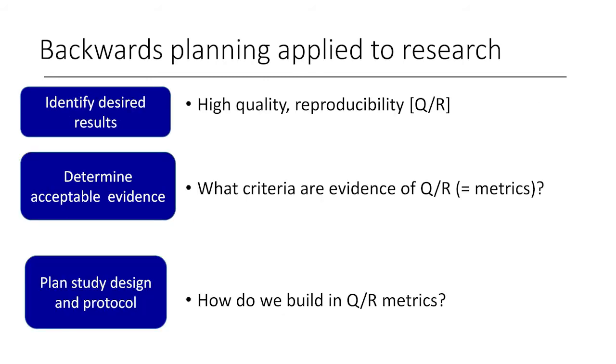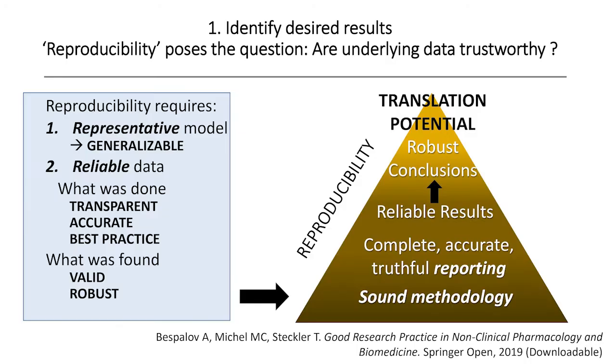So, applied to research, what are our desired results? High quality, reproducibility. What criteria are evidence of quality and reproducibility? Well, we need acceptable metrics, and how do we build those metrics into our study design and protocol? To identify the desired results, we have to do a little bit of a deeper dive into what reproducibility is. What it's really asking is, are the underlying data trustworthy? So reproducibility requires that the model be representative, and it also requires that the data are reliable. The points I want you to get from this slide are, first of all, that reproducibility is built on a foundation of sound methodology followed by truthful, accurate reporting. And secondly, that reproducibility is not a thing, it's a process.